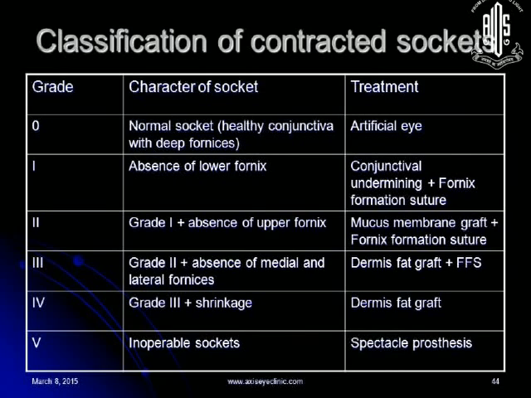If there is absence of the lower fornix, we can just go ahead and do a fornix formation suture. If there is absence of the upper fornix and the lower fornix, we can do a mucous membrane graft and a fornix formation suture. If there is absence of the medial, lateral, superior and inferior fornices, one can go ahead and put a dermis fat graft and a fornix formation suture. If there is a shrinkage of the socket, especially in the case of a child, we can go ahead with a dermis fat graft, and in inoperable sockets we can put a spectacle prosthesis.